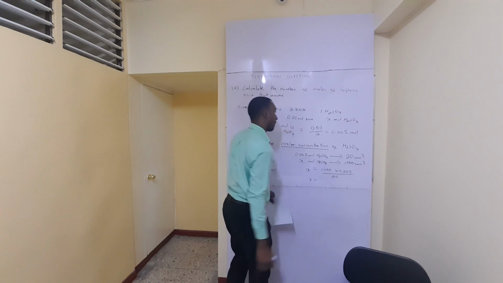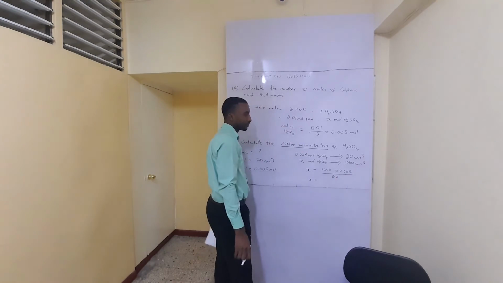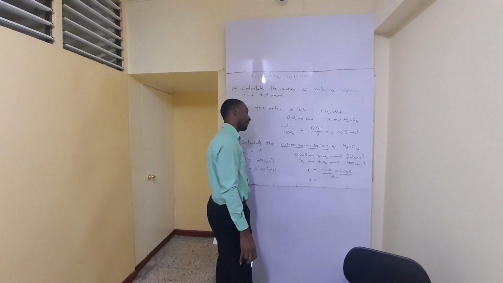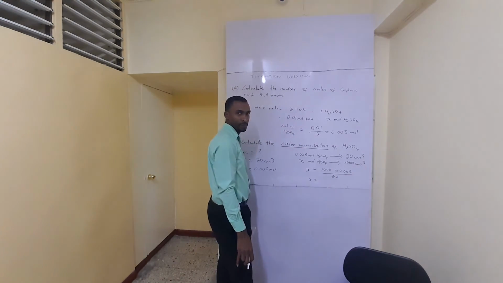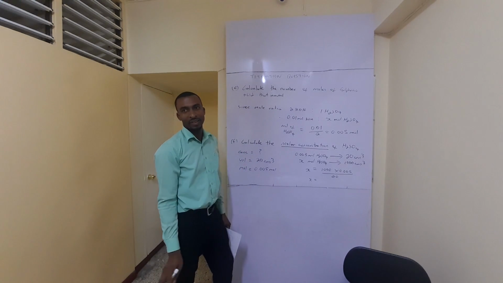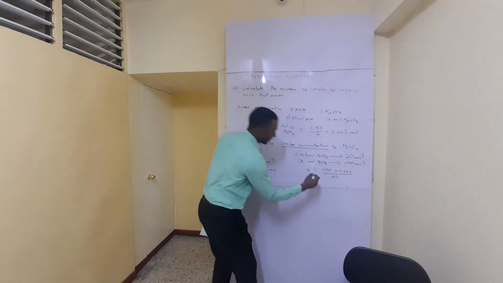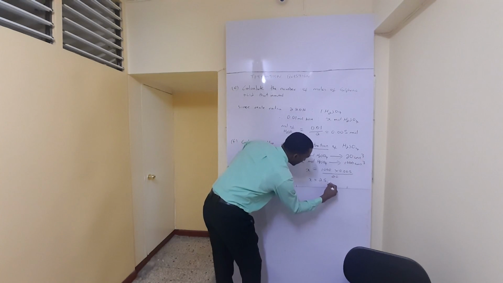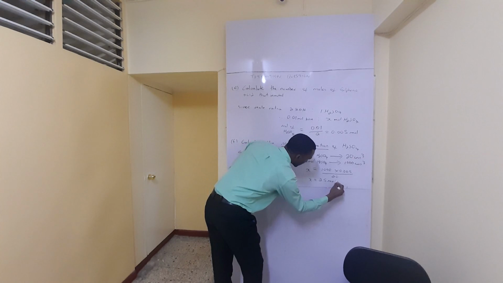What's the answer here? So that's 5 divided by 20. Oh, we don't have a calculator for the test today. Release your phone. Yes? 2.5. Yes, sir. 2.5 moles per dm cube.